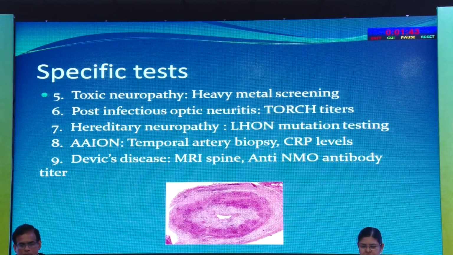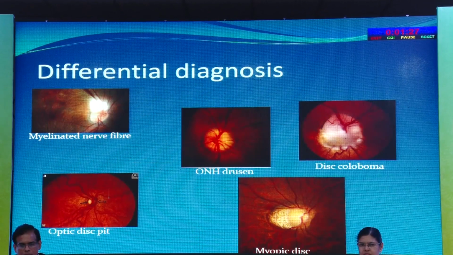If you suspect an ischemic optic neuropathy, to rule out giant cell arteritis and all, you have to do temporal artery biopsy. And if you suspect an atypical optic neuritis, MRI spine and anti-NMO antibodies. And also always keep in mind the differential diagnosis.